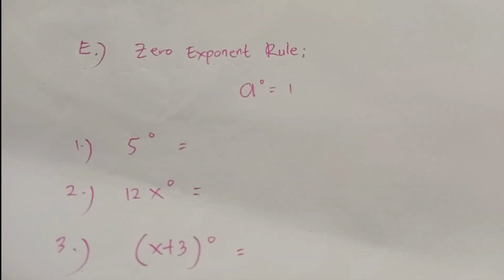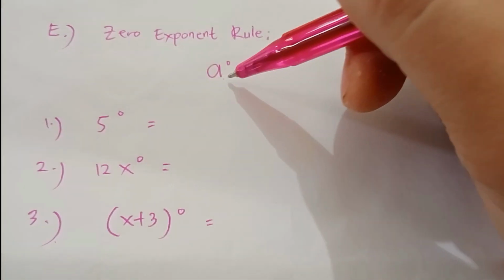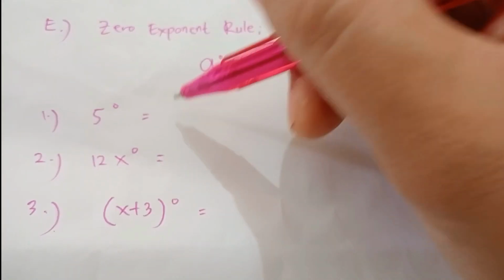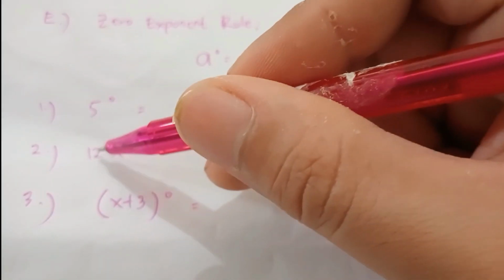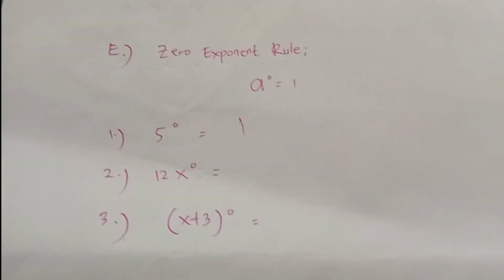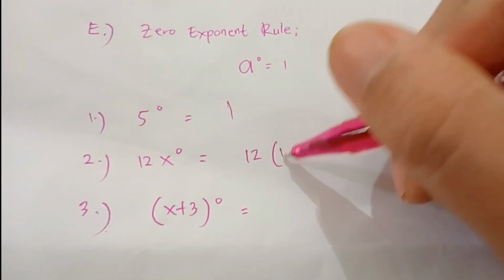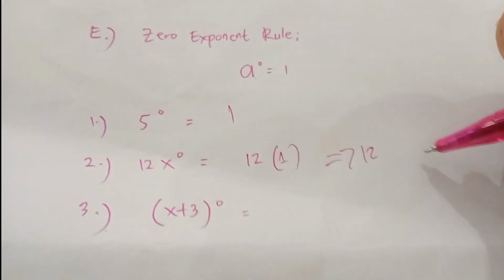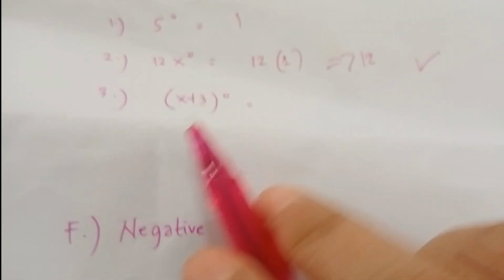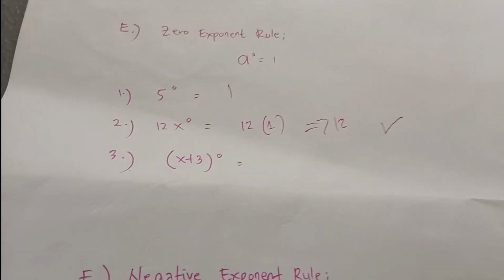The fifth law of exponents, we have the zero exponent rule where a raised to 0 equals 1, or any variables or numbers raised to 0 is equal to 1. Just like number 1, 5 raised to 0 is equal to 1. Kapag merong raised to 0, that is equal to 1. Number 2, we have 12x raised to 0. So what we have observed is that 12 doesn't have an exponent of 0. That's why copy lang 12. Then x raised to 0 is equal to 1. 12 times 1 equals 12. Third example, we have the quantity x plus 3 raised to 0. So automatically 1.